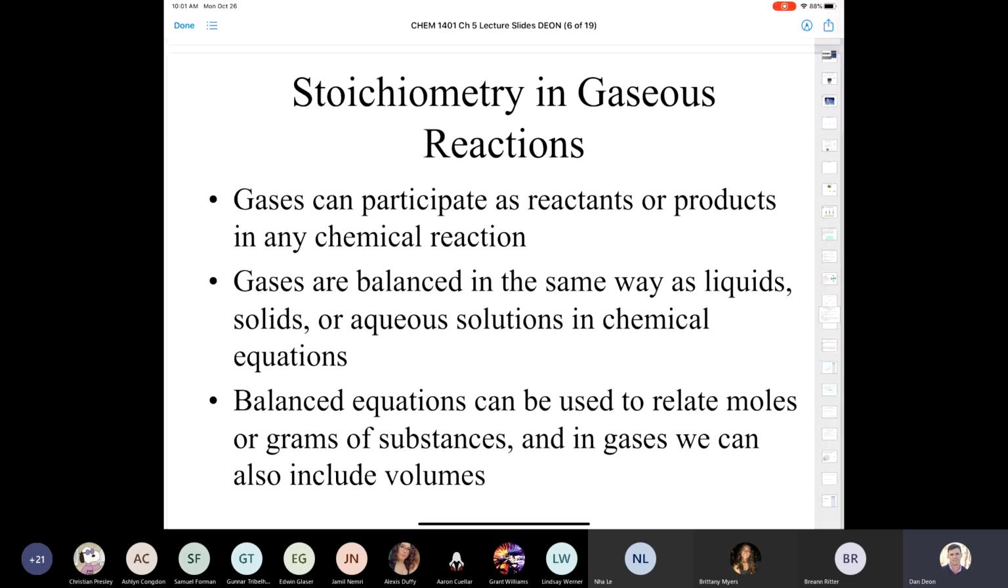Gases can participate as reactants or products in any chemical reaction. Gases are balanced in the same way as liquids, solids, or aqueous solutions. By now you know how to balance an equation. But there's a big difference when we're dealing with gaseous reactions. Balanced equations can be used to relate moles or grams of substances, and in gases, we can also include volumes. And the reason we can do that is because of Avogadro's law.